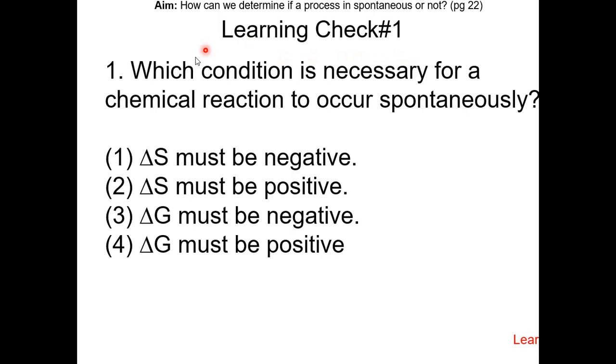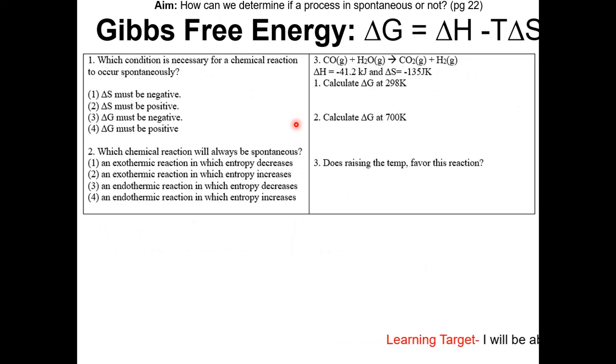Learning check number 1. Which condition is necessary for a chemical reaction to occur spontaneously? Pause the video and resume once completed. The answer is choice 3. Delta G must be negative. Try to do questions 1, 2, and 3 on your own. Pause the video and resume once completed. Here are the answers.